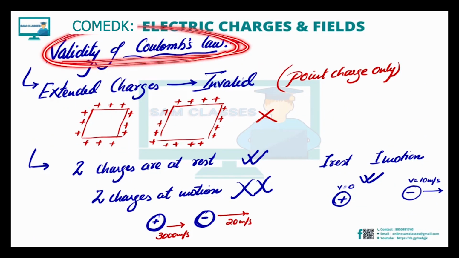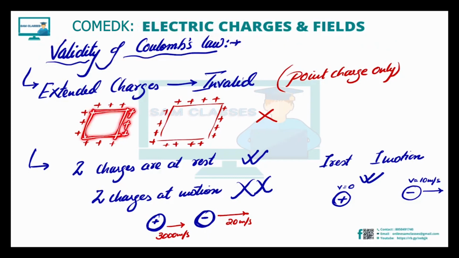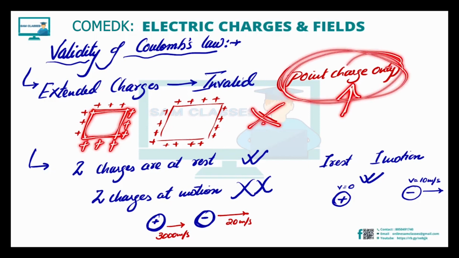Now, validity of Coulomb's law. Till where and how much is Coulomb's law valid? We need to understand where to apply Coulomb's law. We know Coulomb's law is there, but where we can apply it and where we can't. Whenever we have an extended charge, meaning a very big charge, in that case we can't, because Coulomb's law we can apply only for point charges.